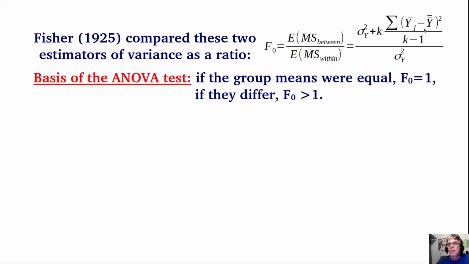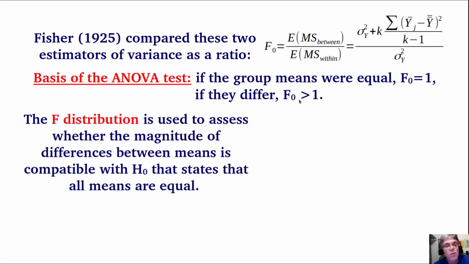So if the J group means are all equal to each other, they don't differ from the global mean, and therefore the second term is 0, and therefore the ratio of these expected mean squares equals 1. So when the groups are equal, this statistic F0 equals 1. When the groups differ from each other and therefore differ from the global mean, this numerator is greater than the denominator, and therefore the statistic F0 is greater than 1.